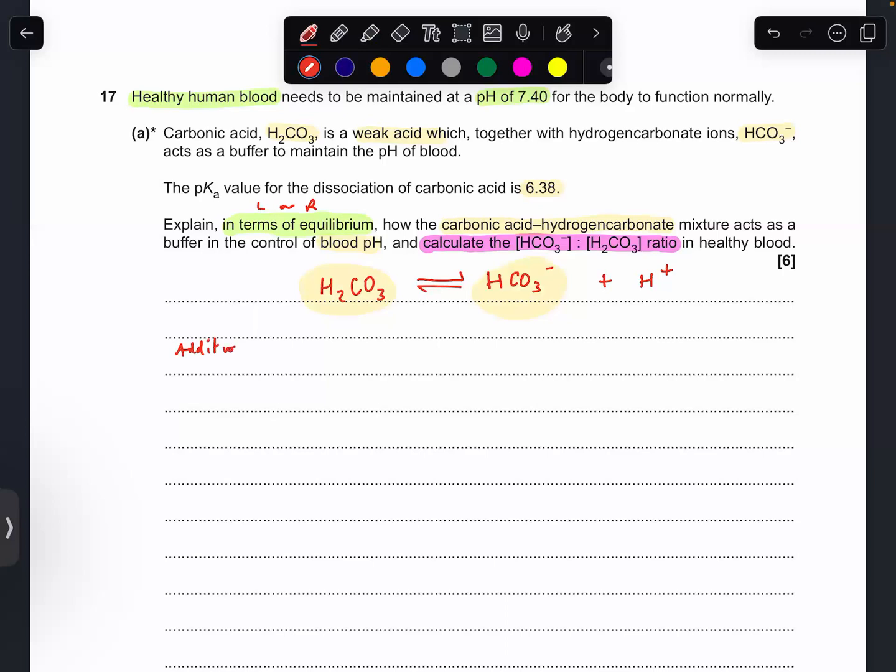Now, by addition of H plus, you've disturbed the equilibrium, you've increased the H plus concentration, and to counteract that, these extra H plus ions will react with the HCO3 minus and form H2CO3. So what's happening is that the equilibrium is shifting left. The equilibrium will shift to the left.